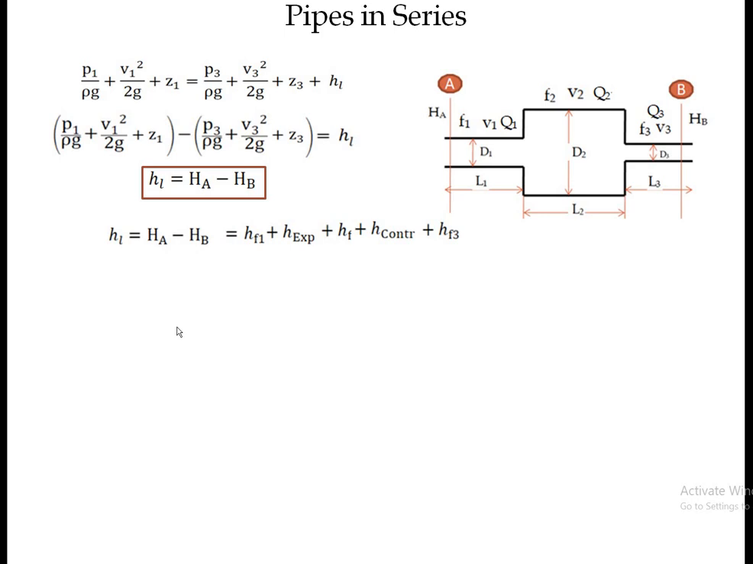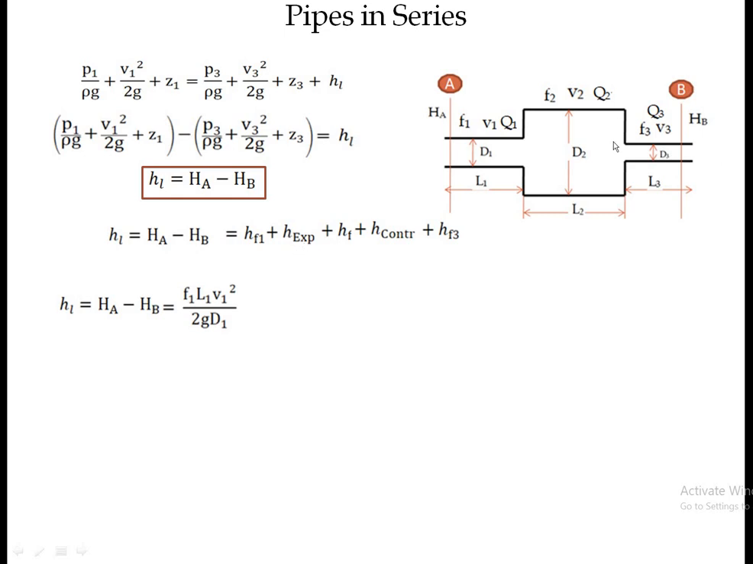We have already discussed in the last lecture the major losses and minor losses, and in that we have seen the equations of all these major losses and minor losses. So HL equals HA minus HB, and that equals, for HF1, the head loss due to friction when fluid is flowing through pipe 1, and this head loss is given by the Darcy-Weisbach equation, F1 L1 V1 square upon 2 G D1. So this is the head loss due to the friction.